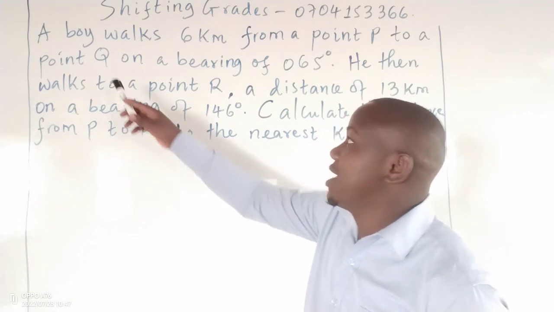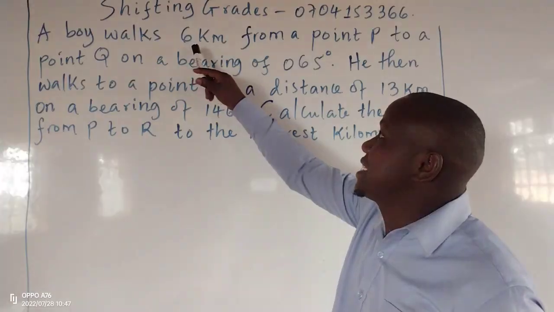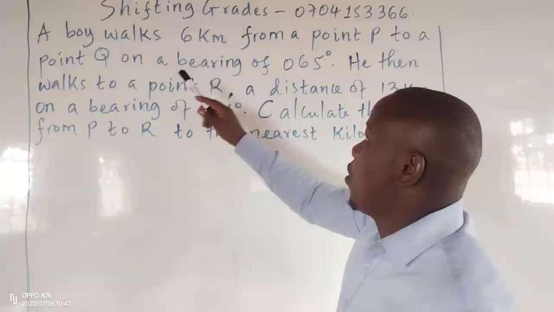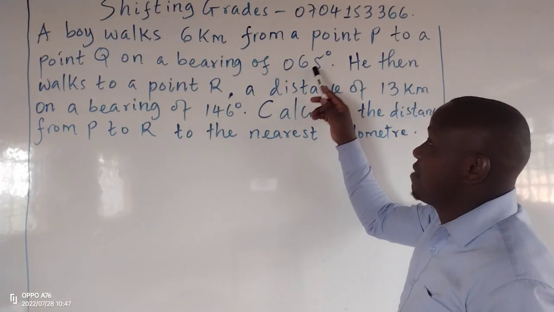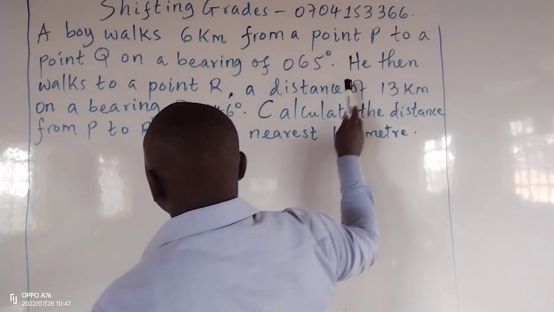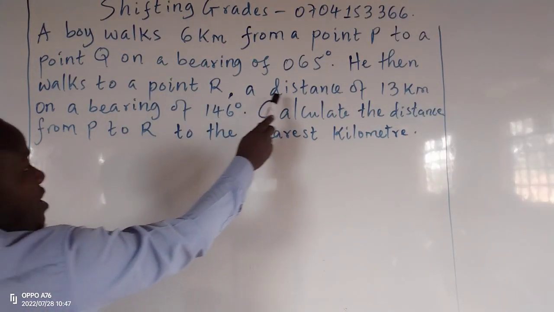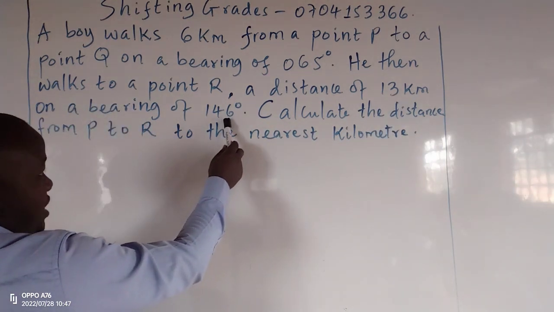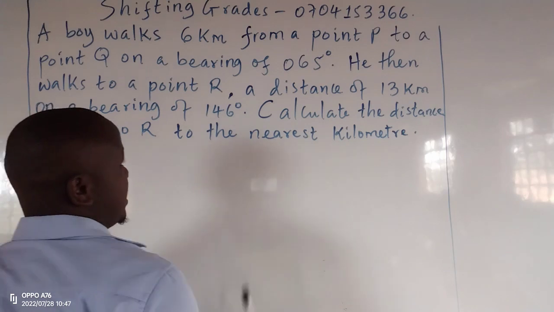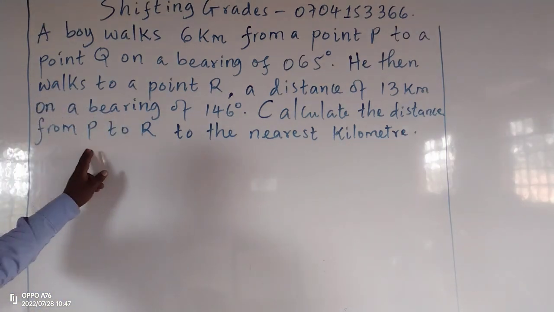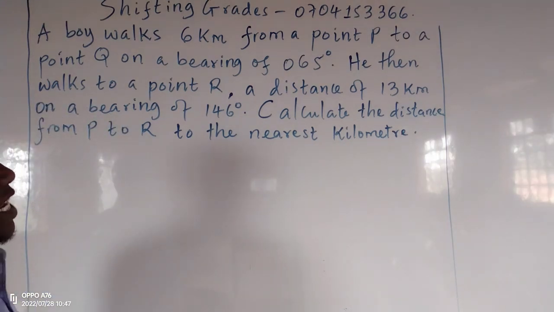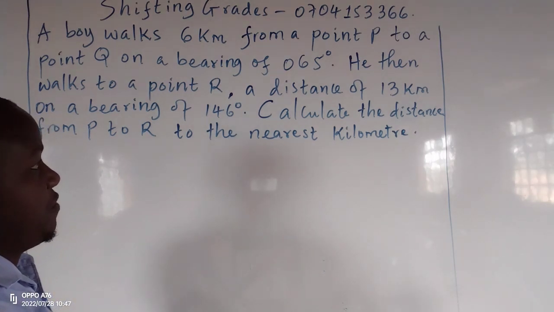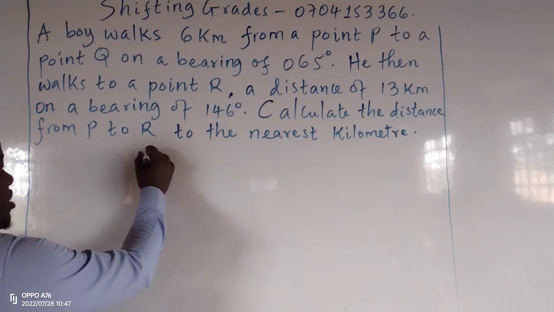So we are told that a boy walks 6 kilometers from a point P to a point Q on a bearing of 65 degrees. Then he walks to a point R, a distance of 13 kilometers on a bearing of 146. Calculate the distance from P to R to the nearest kilometer. So this is how we are going to go about the question. First of all, we are supposed to come up with a sketch.